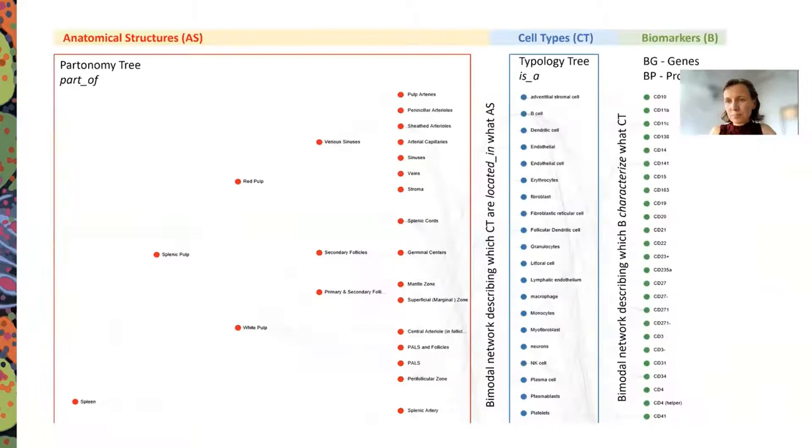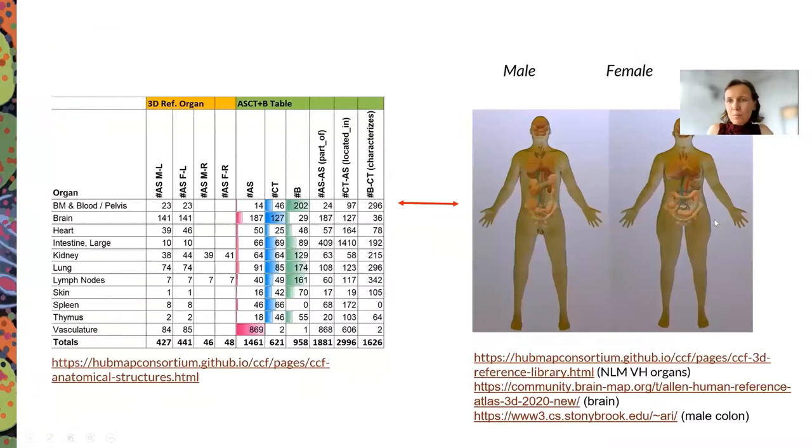Here you see a different representation of the ASCT plus B tables. We have the anatomical structures partonomy tree on the left, the cell types typology tree in the middle, and then the biomarkers on the right-hand side: genomic and proteomic biomarkers, but also lipids and metabolites, and now also proteoform biomarkers. We also just published 11 organs in their 3D anatomical structures with DOIs online for free use by anyone. And you get to see that there, of course, is a correspondence between the anatomical structures in these ASCT plus B tables and the 3D anatomical structures in the 3D reference bodies.